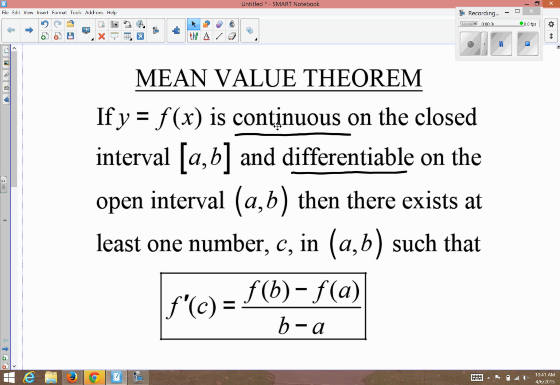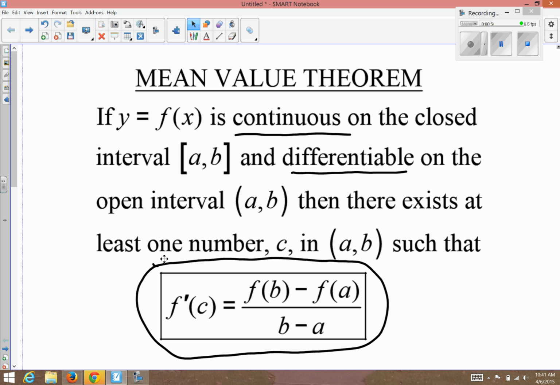So for a continuous and differentiable function on some interval, there exists at least one number c in the interval such that this is true. F prime of c, that means the derivative of the function at c, is equal to f of b minus f of a over b minus a.